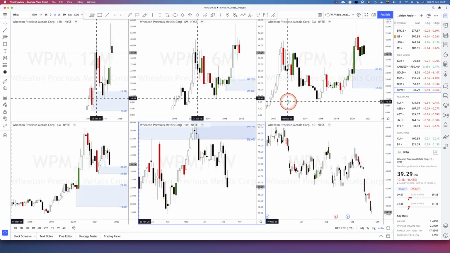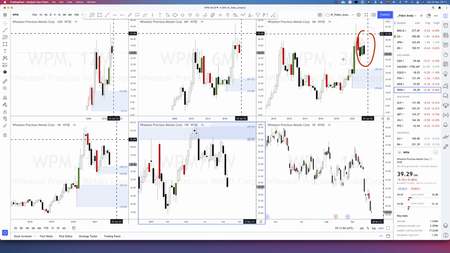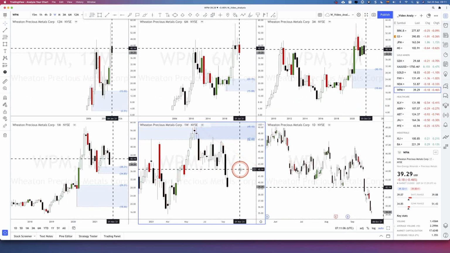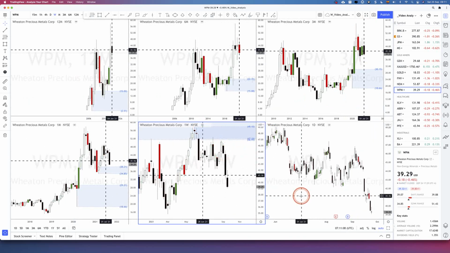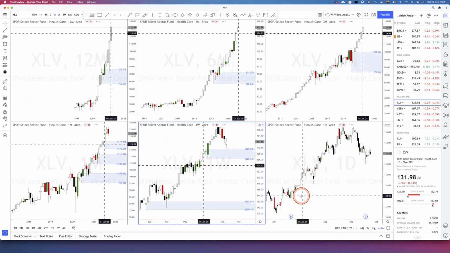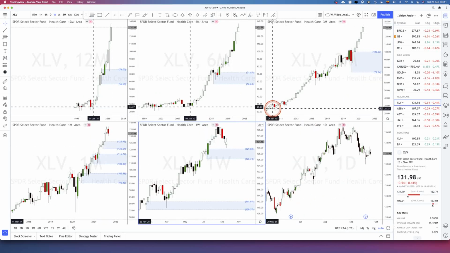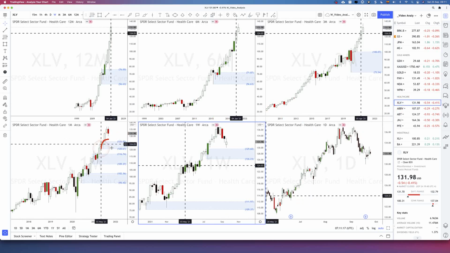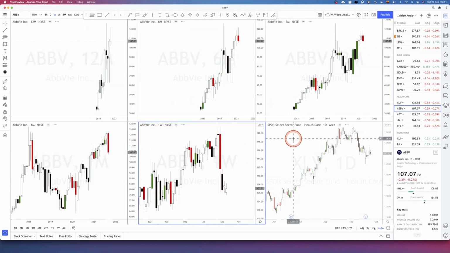On WPM, Wheaton Precious Metals, bearish price action, weekly in a downtrend. New area of supply could be created over there. No longs allowed. On the healthcare sector, XLV, trying to reach the monthly for longs.